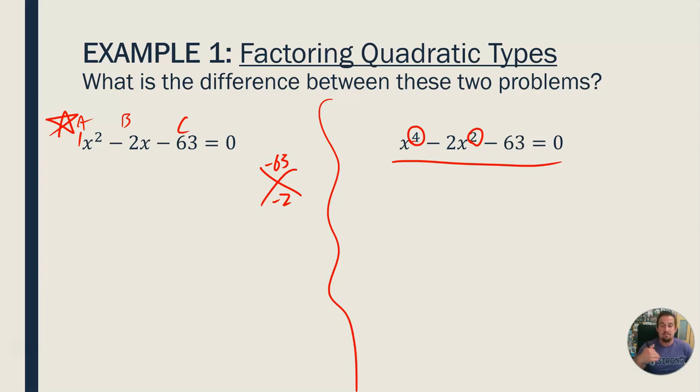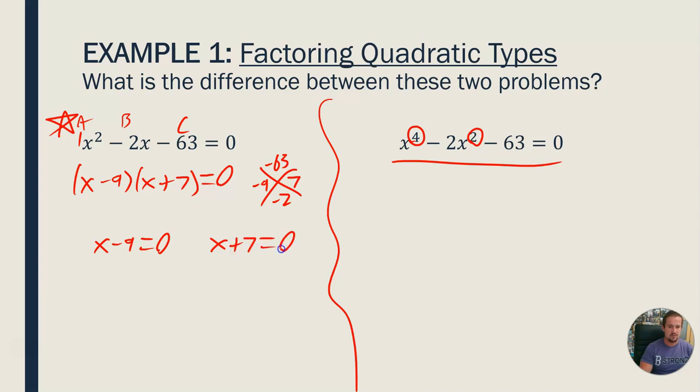The two numbers that multiply to make negative 63 and add up to -2 are going to be -9 and +7. If you're struggling with that process of finding those two numbers, let me know. In my factoring steps, I would rewrite this as x minus 9 times x plus 7. And then I would set both of those factors equal to 0. So I would set x minus 9 equal to 0, and I would set x plus 7 equal to 0.